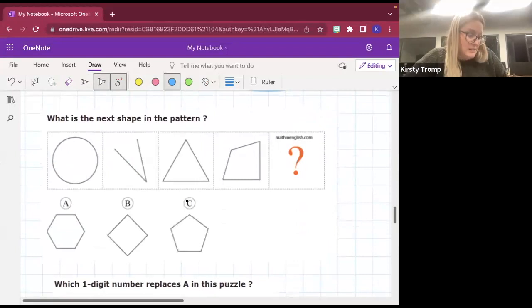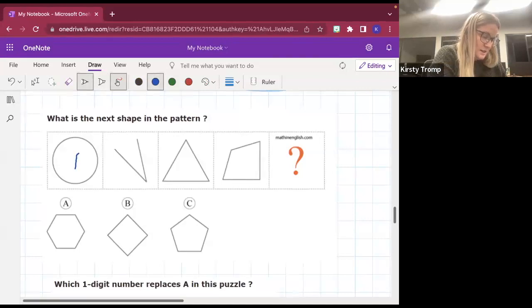What is the next shape in the pattern? Have a look at those patterns for me. I'm going to give you a hint. You need to look at the number of sides. All right, I'm seeing loads of good answers there. Great. So this has got 1 side. That's got 2. This has got 3. This has got 4. So my answer is going to be C.